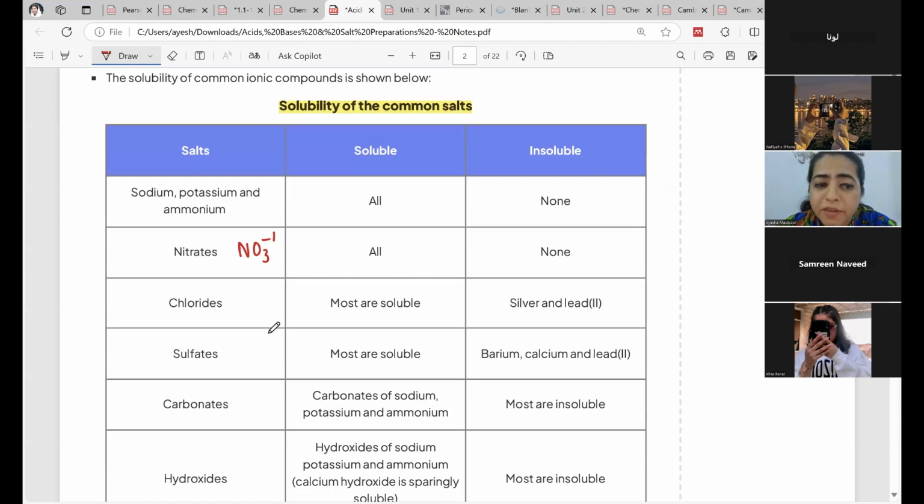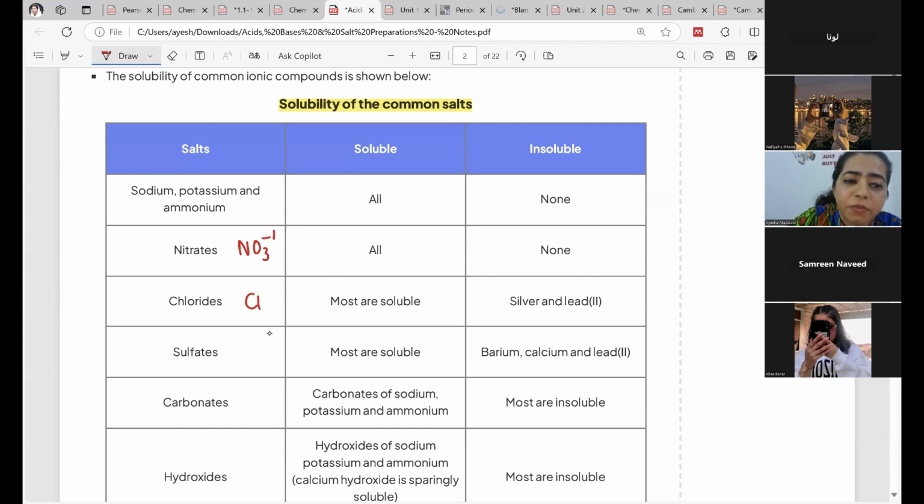Same way, all the chlorides. Chloride means containing the Cl -1 charge. Most are soluble except 2. So here it is important to just remember these 2 exceptions. Silver chloride and lead 2 chloride will be insoluble. All remaining will be soluble.